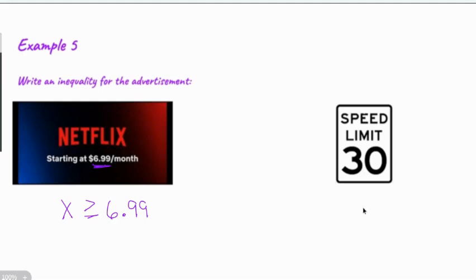And then the speed limit sign. Let me get a new color. Speed limit, for those freshmen starting driving out, that is x is less than or equal to the number that is on the sign. You can go less than legally, you can go equal to legally, but legally you cannot go greater than.